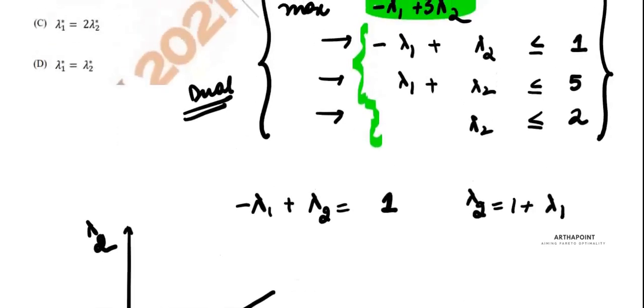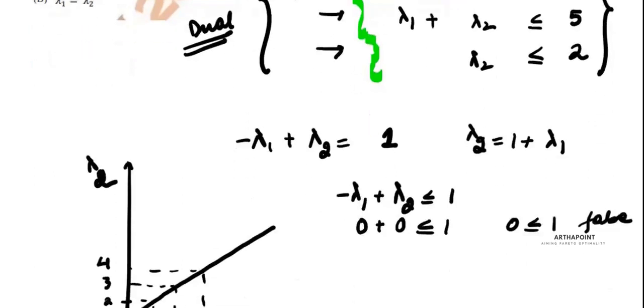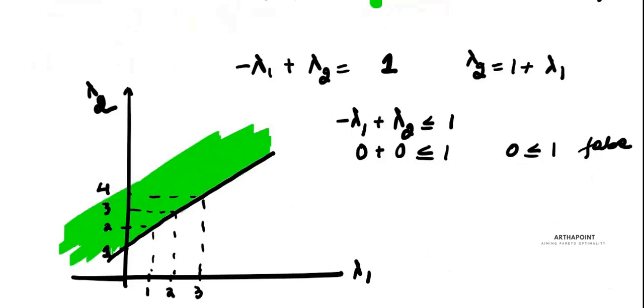If I look at it with the inequality, minus lambda 1 plus lambda 2 less than or equal to 1, put 0 everywhere: 0 less than or equal to 1. This is a false statement, isn't it? Wait, it is true, so the shaded area will be away from the origin, like this. This will be your shaded area.